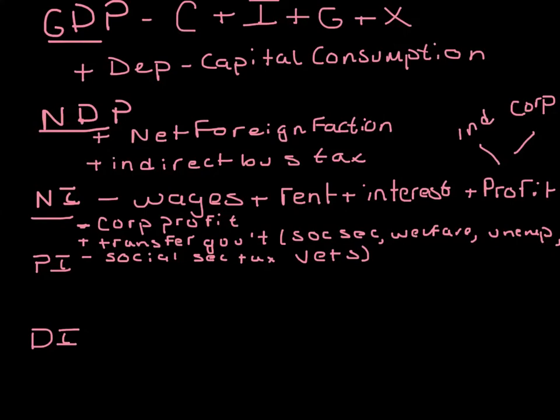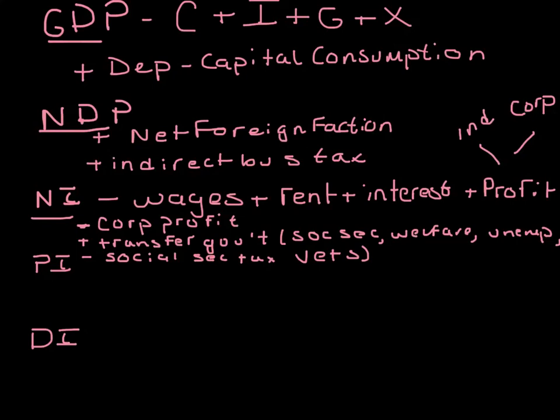So to go from NI to PI, you take out corporate profit because corporations are not part of PI. Transfer payments get added in because they're not part of GDP, and we subtract out Social Security tax because you're not going to get that yet. That then gives us PI, which is personal income.